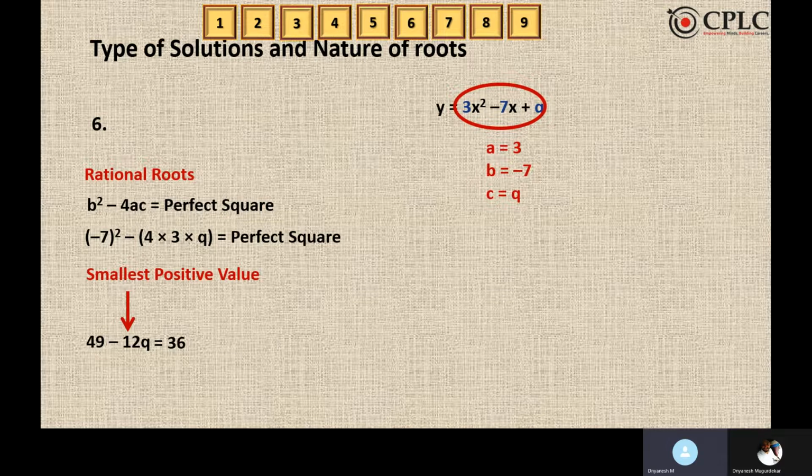Now, when you solve this equation, the value of q that you will get is 13 upon 12, which is 1 point something, which is less than 2. So it becomes the smallest value. And it is also a positive value, which the question was asking for. And only because of those reasons, you will mark none of these. So the actual value of q is 13 by 12, 1 point something. So this is the way you need to think about all these questions.